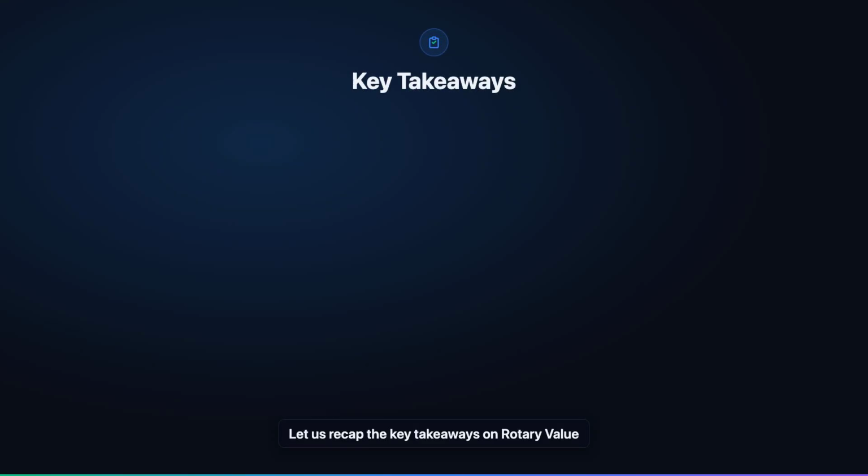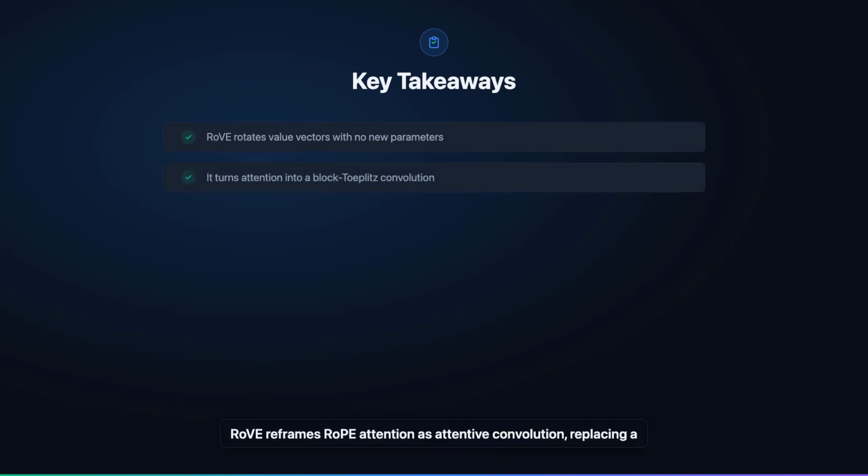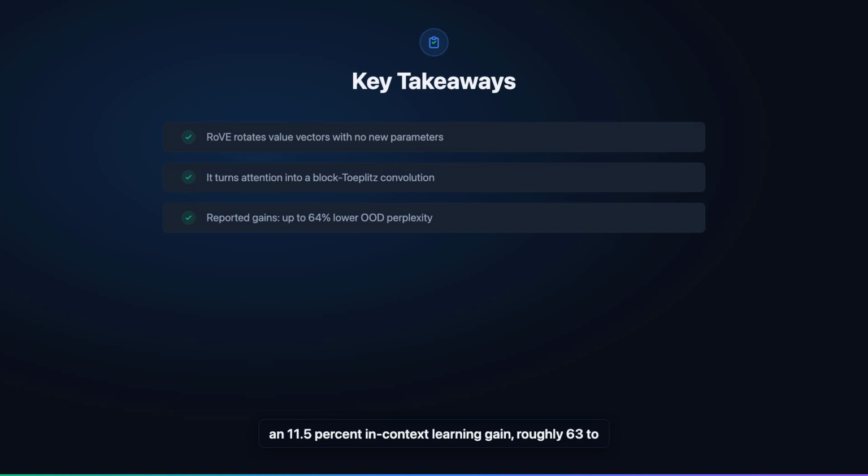Let us recap the key takeaways on rotary value embeddings and what to do next. The core idea is simple. Apply RoPE-style rotations to values, not just queries and keys, adding zero learned parameters while making the value pathway aware of relative position. RoVE reframes RoPE attention as attentive convolution, replacing a shared value projection with an offset indexed kernel that forms a block-Toeplitz mixer across positions. On the 354 million parameter model, the paper reports an 11.5% in-context learning gain, roughly 63 to 64% lower out-of-distribution perplexity, and a 35% retrieval improvement on RULER.